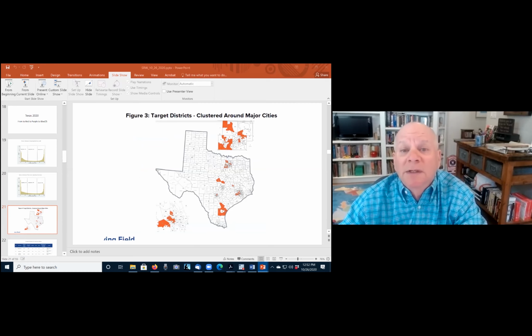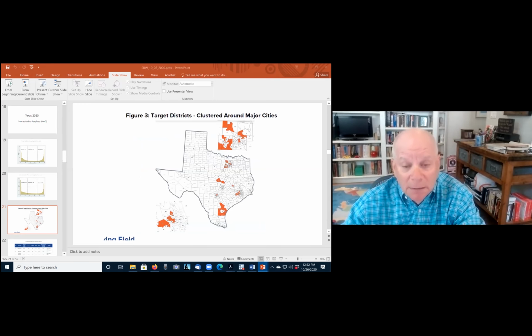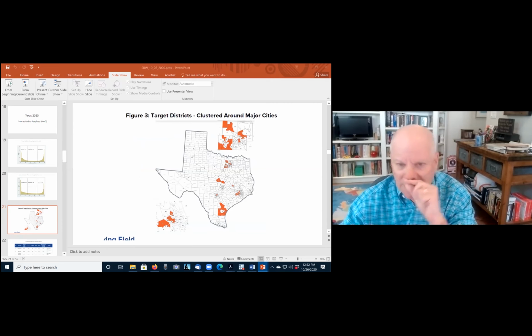Where are these targeted seats? Now, I'm using mostly Democratic campaign material, but they're in the metroplexes. They're in the Dallas-Tarrant area. They're in our own Harris County, Fort Bend. Many more are in the Valley, where Hispanics, and a few in the Travis and one in the San Antonio area.